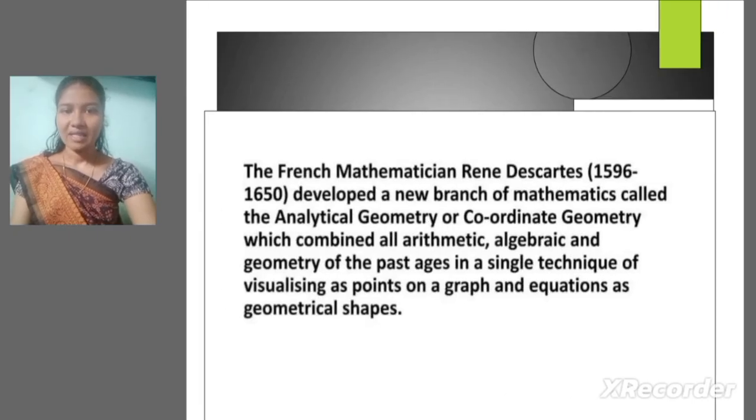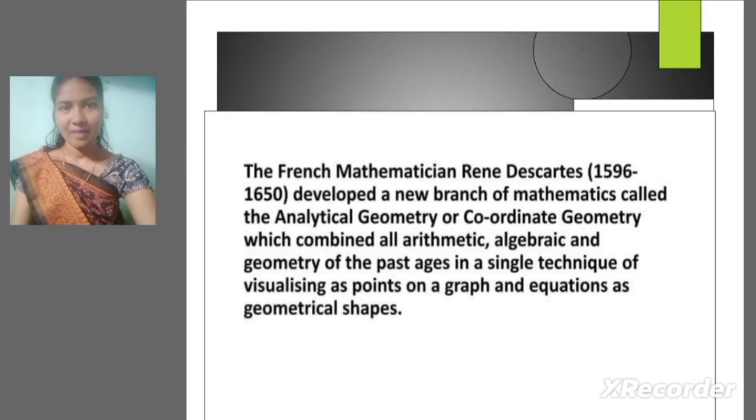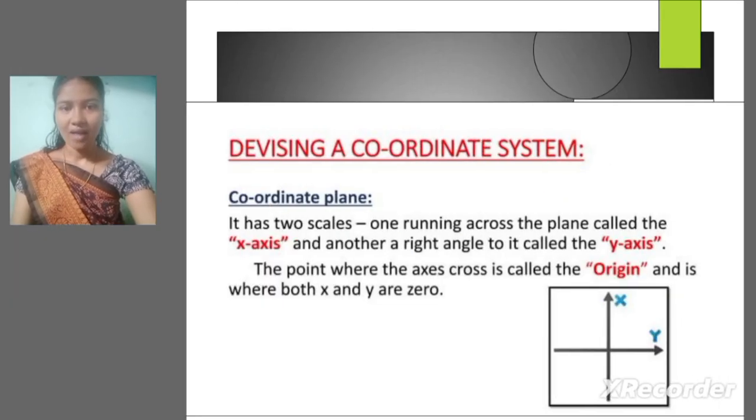The French mathematician René Descartes developed a new branch of mathematics called analytical geometry or coordinate geometry, which combined all arithmetic, algebraic, and geometry of the past ages in a single technique of visualizing points on a graph and equations as geometrical shapes, devising a coordinate system.